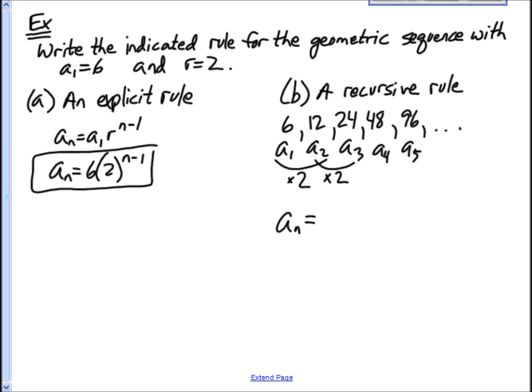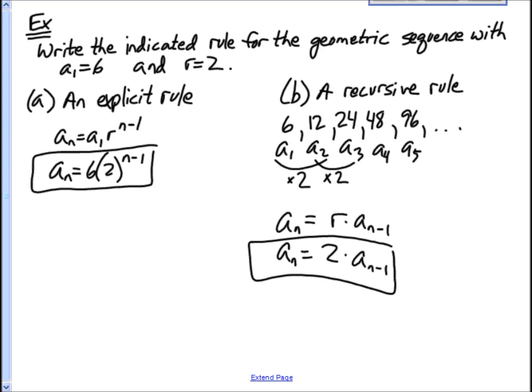So I like to write it. You can do it either way. Some textbooks will write it this way: r times the previous term, right? So in this case, we'll have the 2 being our r times the previous term, a n minus 1.